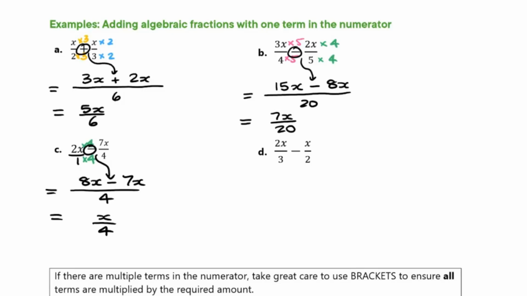They become invisible. Okay, last one in this lot of examples, we've got 3 and 2, so we're going to multiply this times 2 and times 2, this times 3 times 3. That gives us our lowest common denominator of 6. So the first numerator becomes 4x, and we get minus the second numerator, which now becomes 3x, and that's going to give us x over 6.